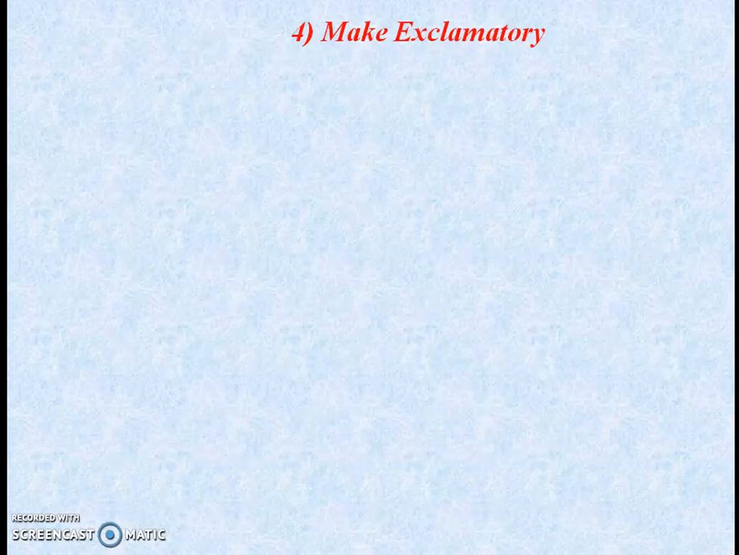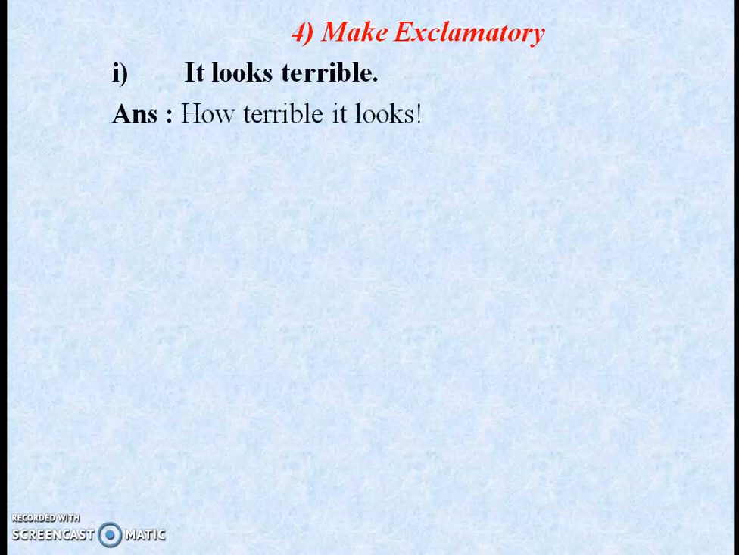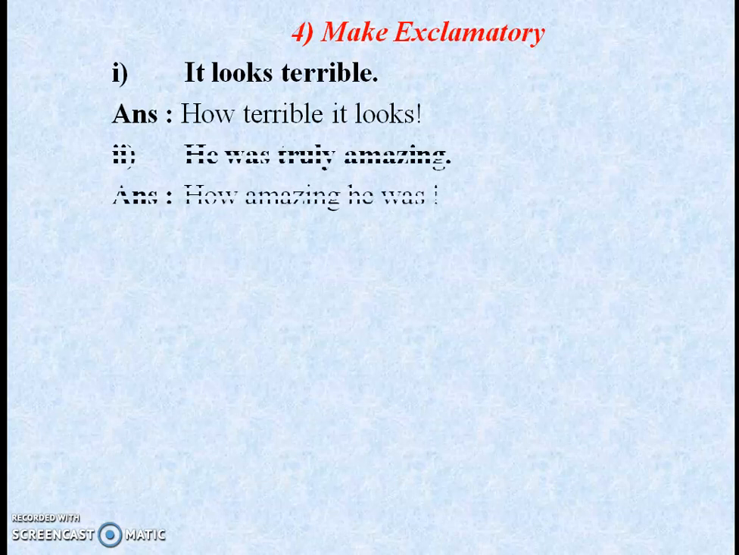Now exclamatory sentence. Next type of sentence. We know, friends, in this type of sentence, exclamatory mark is given, and mostly this type of sentence, mostly, and some exceptions are there. Mostly this type of sentence begins with either how word or what word and ends with exclamatory mark. We shall convert some of the other type of sentences into exclamatory. Let us take first number example. It looks terrible is assertive type of sentence. How terrible it looks, exclamatory form.